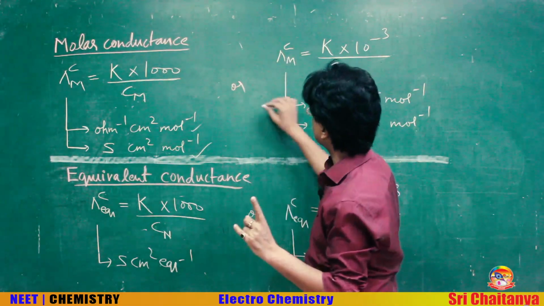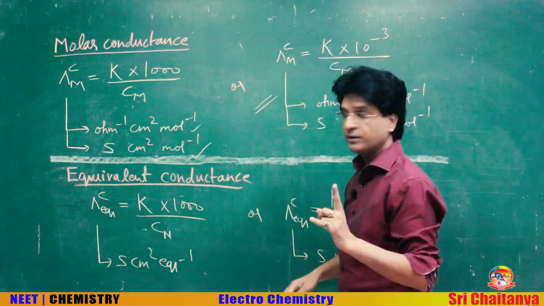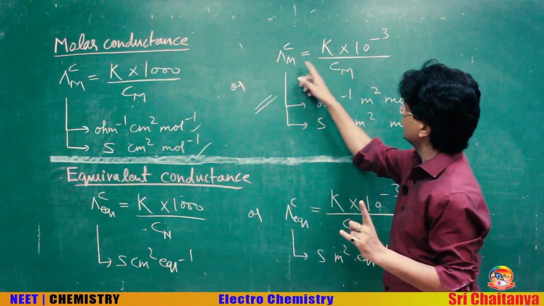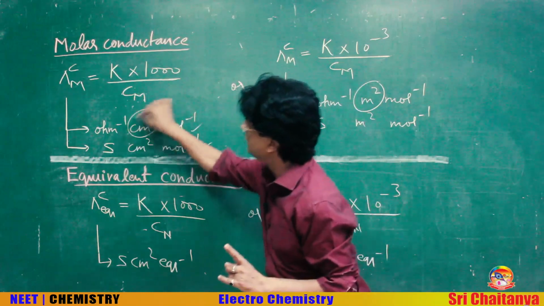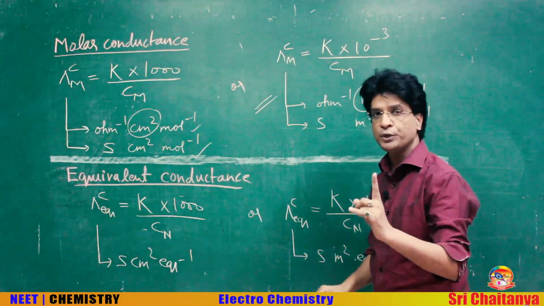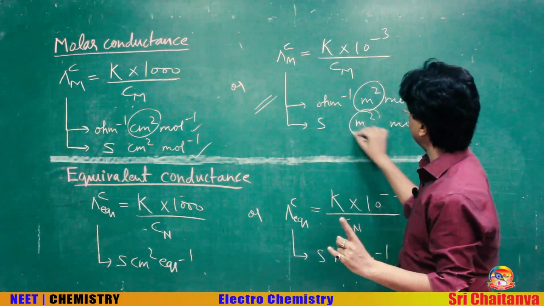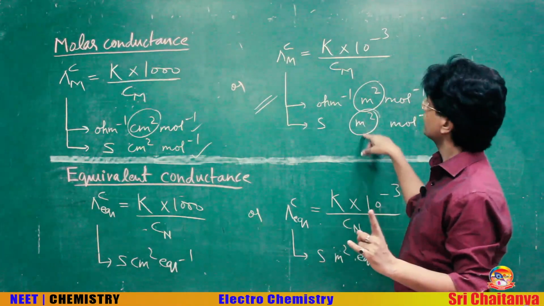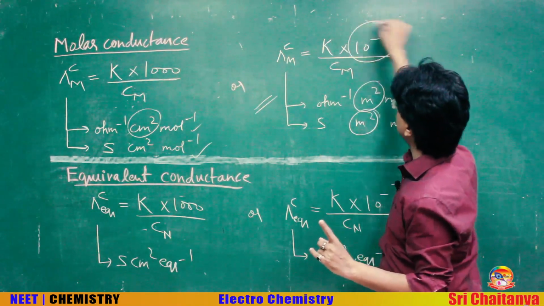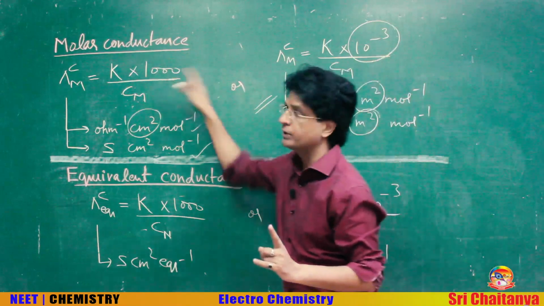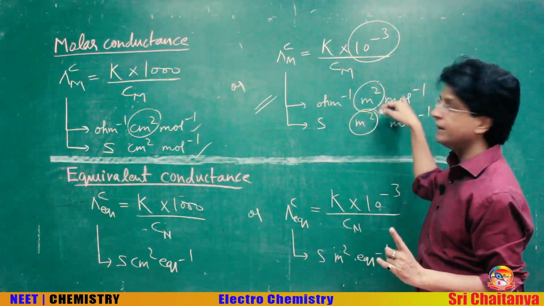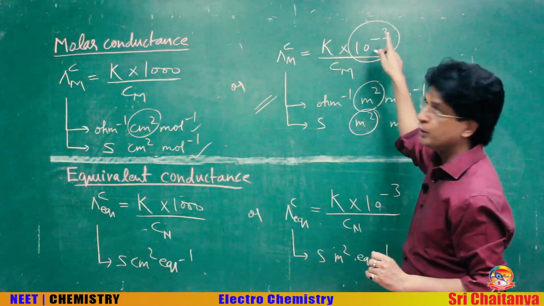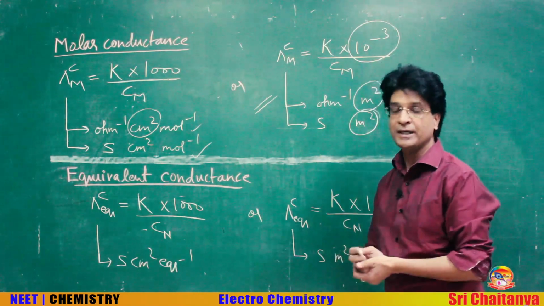Now remember, this thing is important. The reason being, here look at the units. This is meter square, here we are having centimeter square. So please look for the units. If the units are like meter square, please multiply by 10 to the power of minus 3 and not by 1000. So when we have units like per ohm, meter square, per mole, multiply by 10 to the power of minus 3. Many people do not do that and they get a wrong answer.